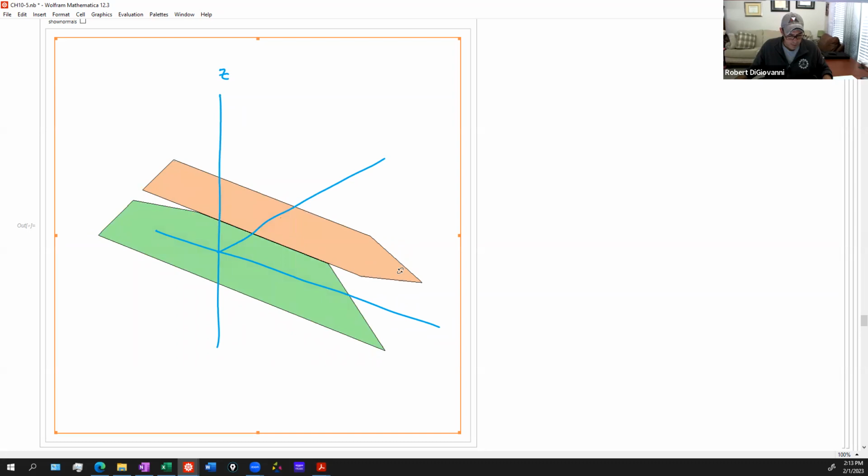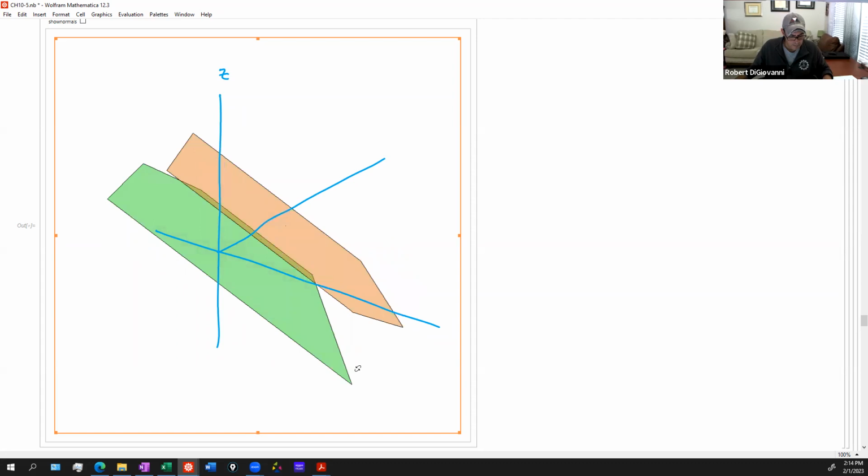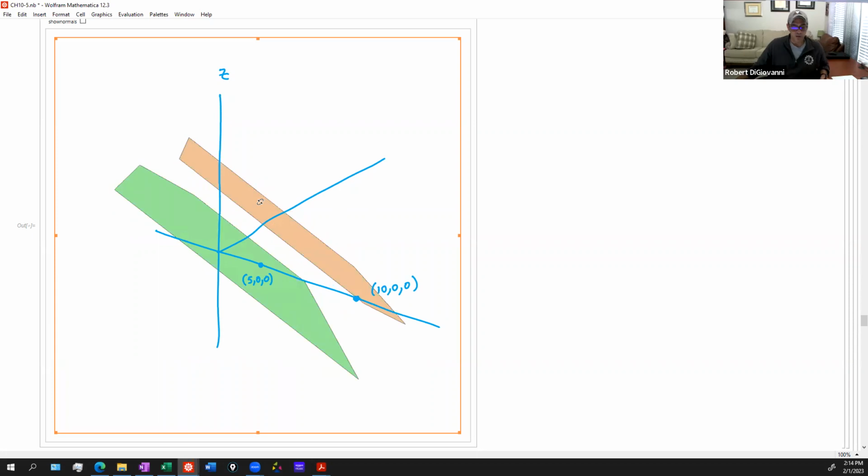You're going to have to let me move this around a little bit. All right, so what we did is we picked 2 points, right? The first one we picked lies on the green plane. That's the point 5, 0, 0. The other point lived on the other plane, and that was the point 10, 0, 0. Do you see that the distance between those two is not the distance between these 2 planes? Does everyone see that? I'll tilt it just a little bit.